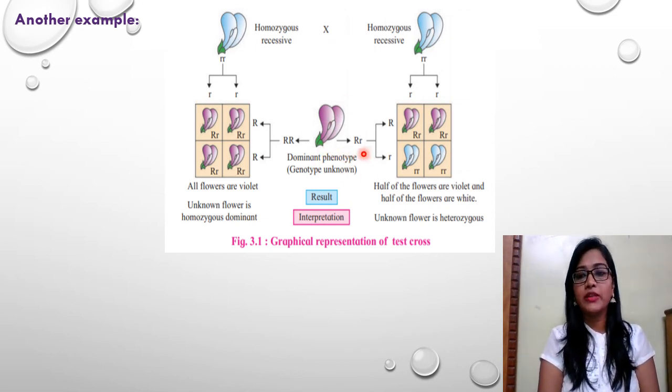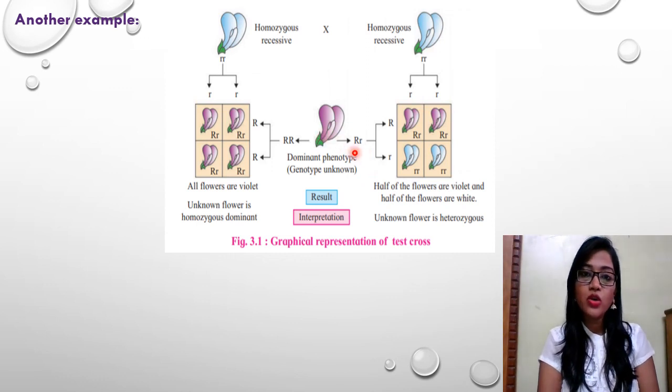R small r, that means if the violet flower is not homozygous but heterozygous dominant, then if we test cross this type of phenotype, that capital R small r, when crossed with the homozygous recessive trait, that is with the white flower which is carrying the genotype small r small r, what type of result will we get? Capital R small r is its genotype as it is heterozygous, as we don't know its genotype.